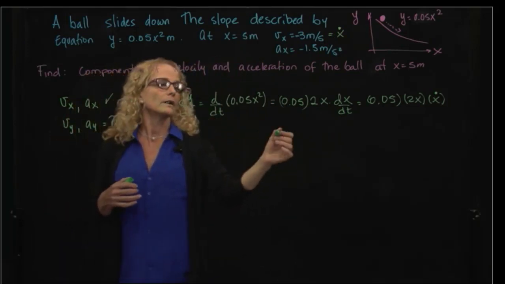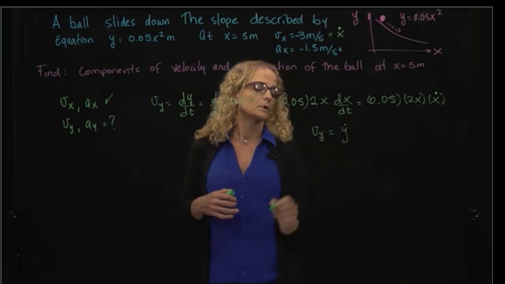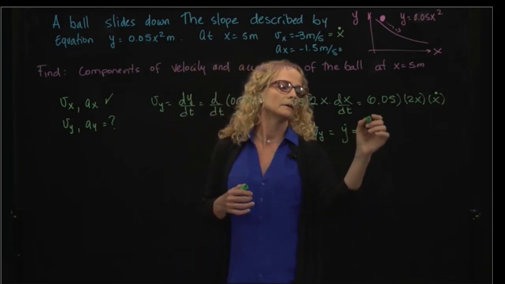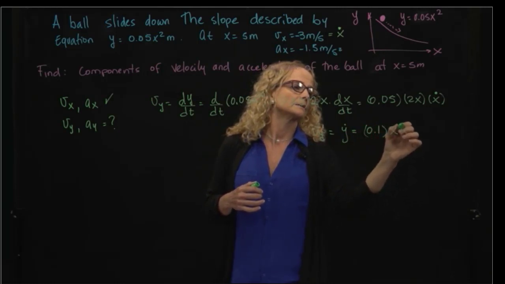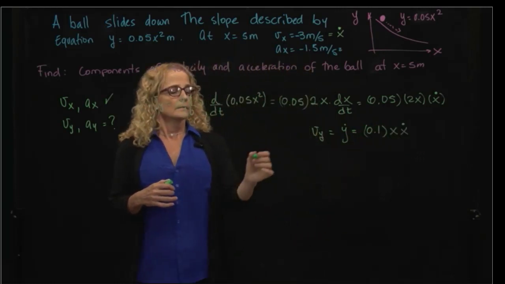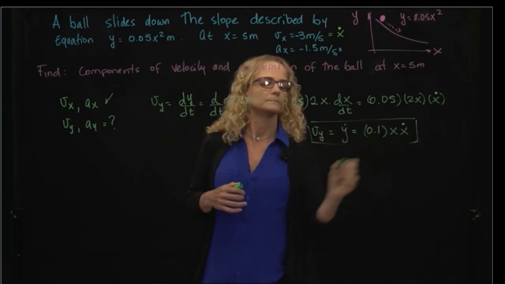So we already know then that our velocity in y, which we can write as y dot, will be 0.1 x times x dot. That's the expression for our velocity in y.